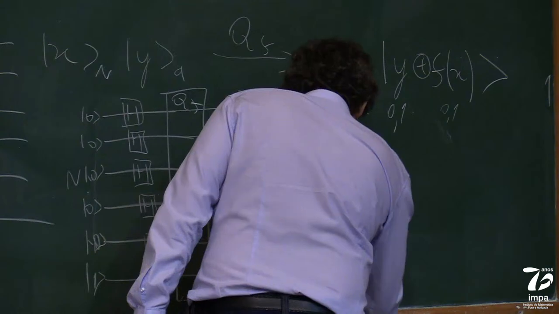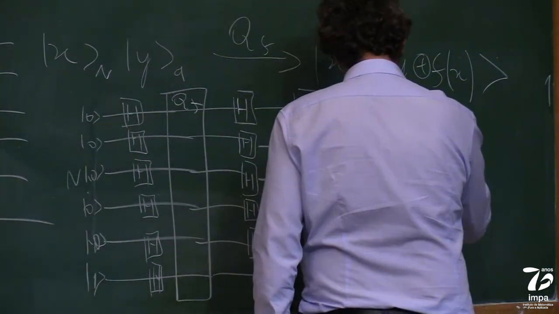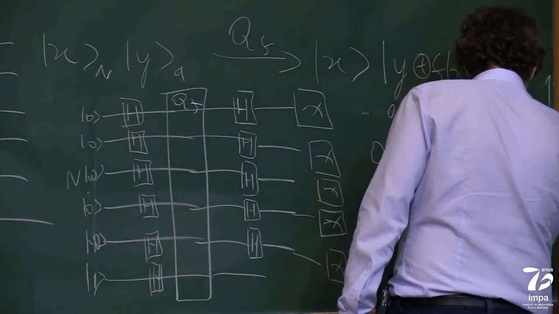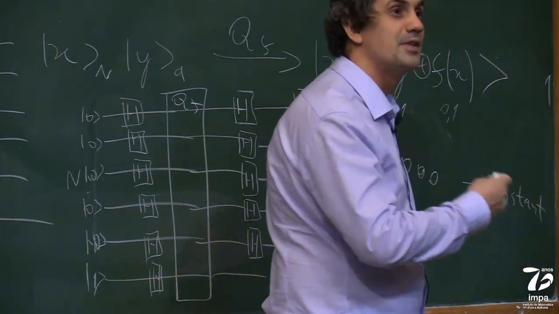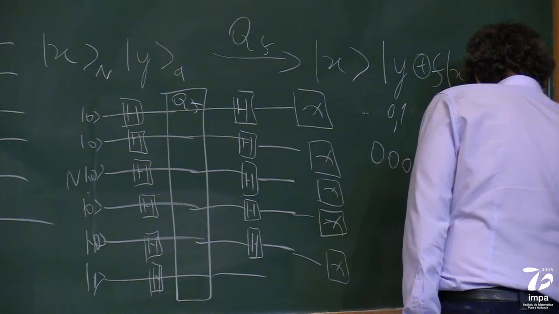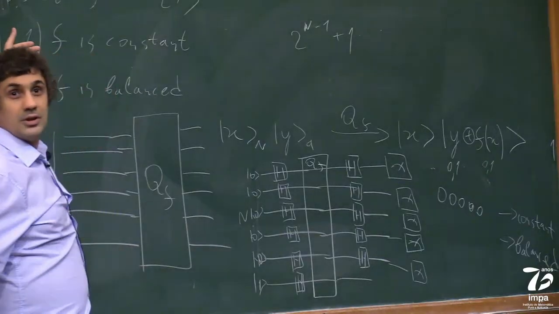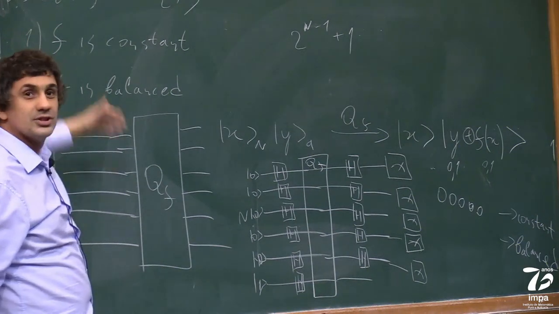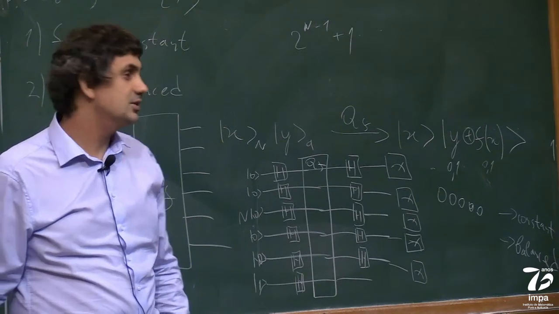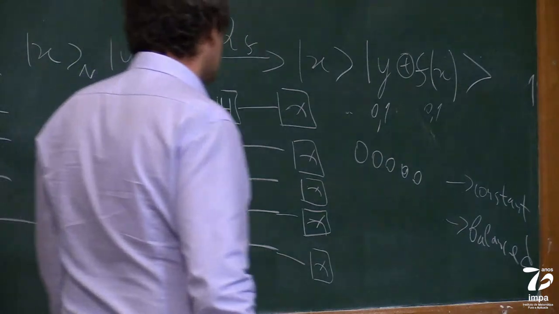I measure these n qubits. If I get all 0, then this is constant. If I get something else, then it is balanced. So it's one of the two possibilities: f is either constant or balanced. This is how it will work.